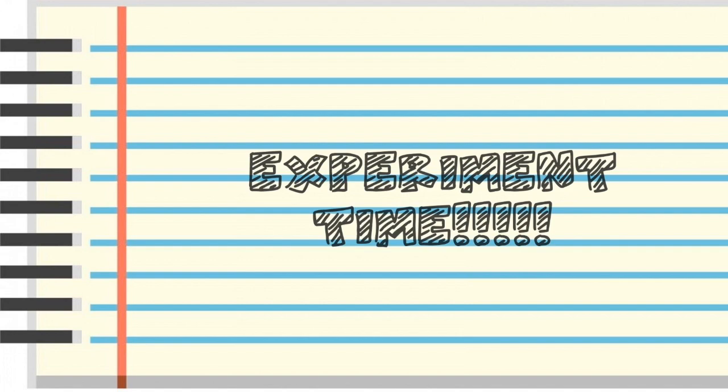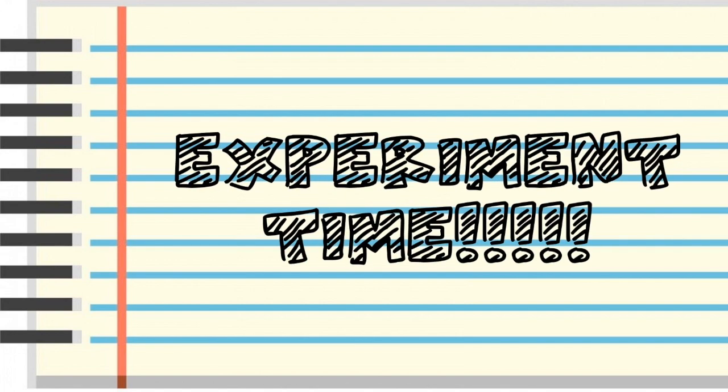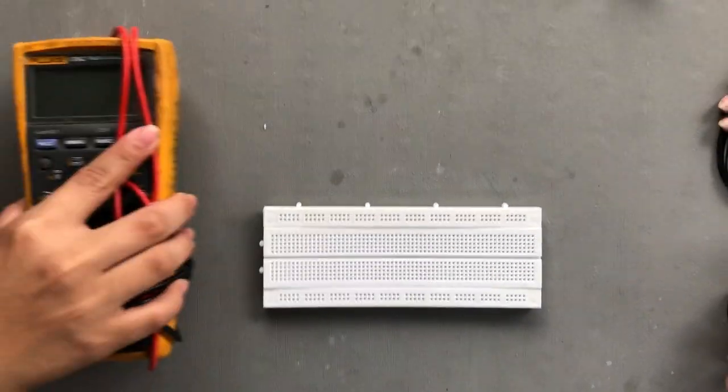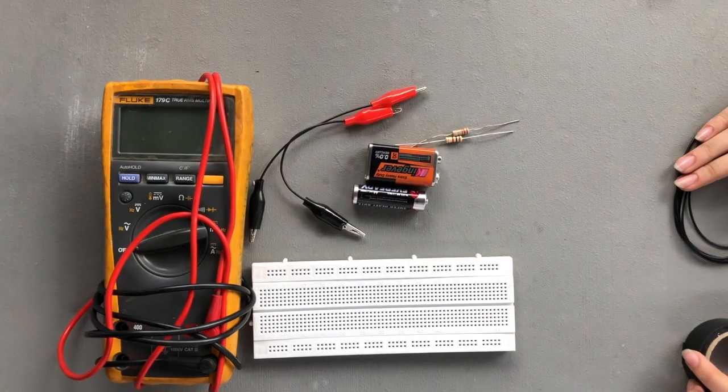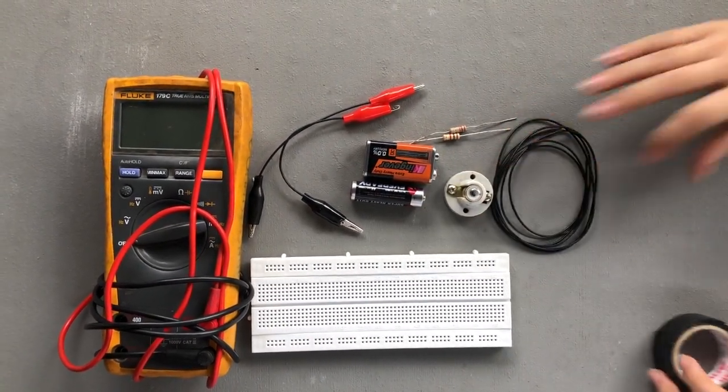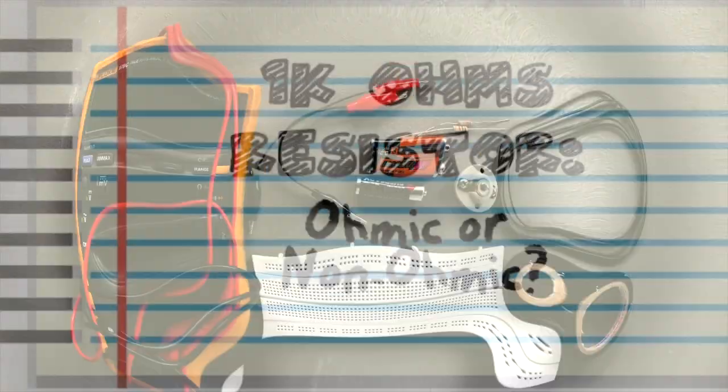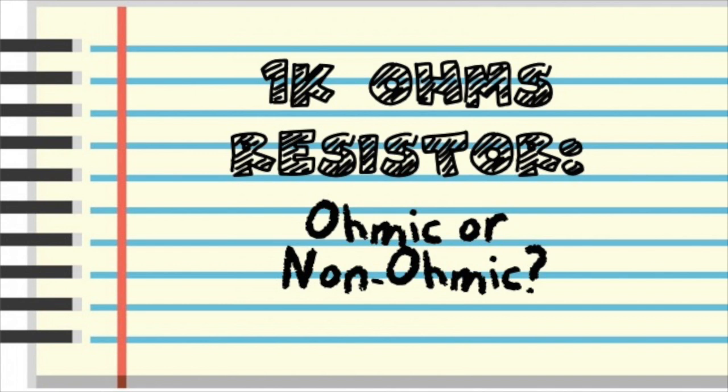To further understand what this means, let us have an experiment. For our experiment, we will use a breadboard, multimeter, alligator wire, battery, resistor, bulb, wire, and tape. Let's start. First, let us test whether a 1K ohm resistor is ohmic or non-ohmic.